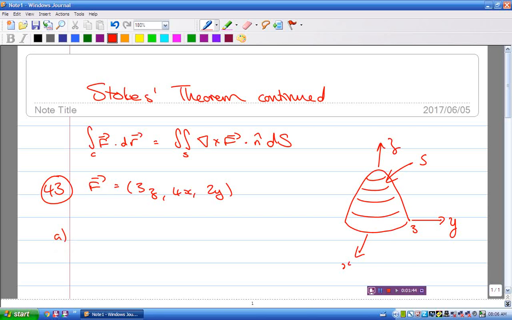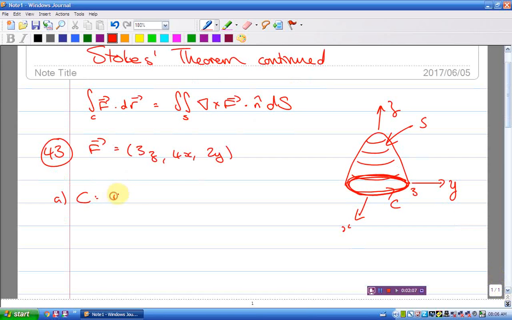So this thing down here, that's my C. That's the boundary of my surface. The surface is like a bowl that's been turned upside down, and my curve C is the rim of that bowl. So that's C. I'm going to parameterize it. r of t equals 3 cos t, 3 sin t, 0.